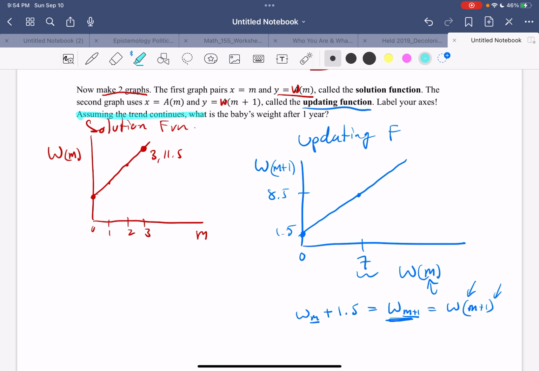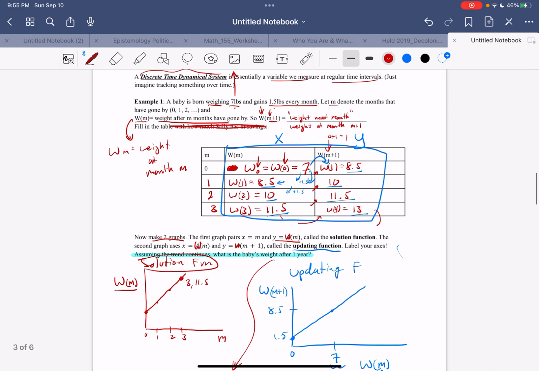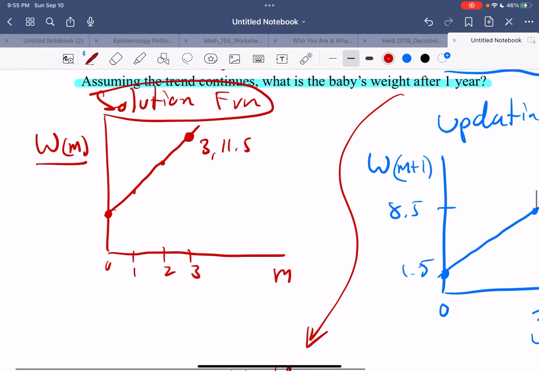So assuming the trend continues, what is the baby's weight after 1 year? How would you solve this? 1 year is 12 months. If you know what Wm is, the solution function, then you can just plug in 12. If you don't know that, then you're probably going to have to continue this. We have 4, we can go to 5 and 6 and 7 and 8 and 9 and 10 and 11 and 12, and you just have to keep doing plus 1.5, plus 1.5, plus 1.5. So can we figure out the solution function?